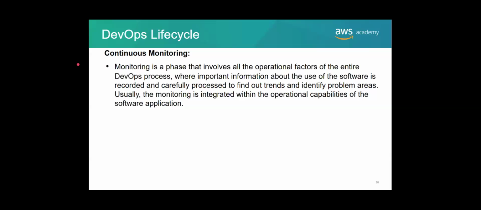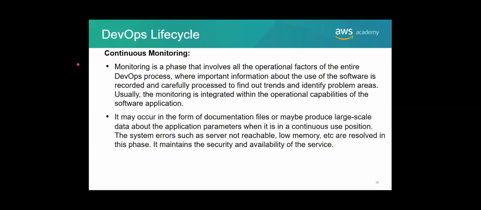So usually the monitoring is integrated with the operational capabilities of your software application, where the operation team only monitors. They will just monitor and give feedback on whether it is good or not good. Now it may occur in different forms of documentation files, or may not process large-scale data. So first, identify what this monitoring is. Monitoring has to give the solution immediately. Otherwise, you keep on monitoring, what is the use?